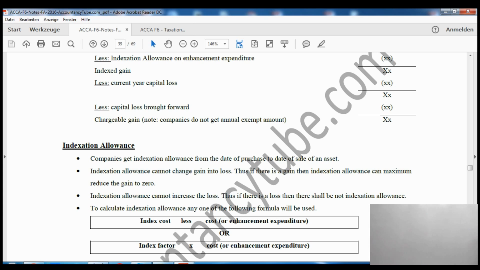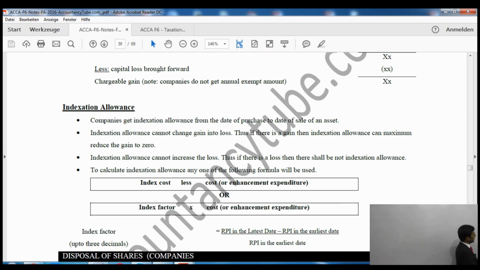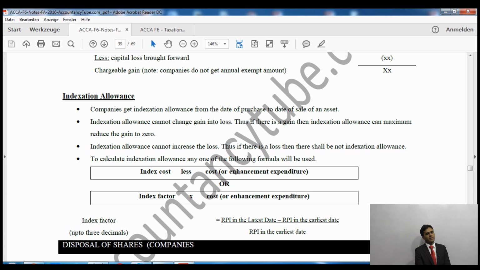Now in most cases indexation allowance will be given to you. If it is not given to you, there is a way to calculate it, and the most important way is the last one, which says index factor. Most likely you will have to do this one, which says RPI, retail price index in the month of sales, less RPI in the month of purchase, divided by RPI in the month of purchase. So that is the way to calculate the indexation allowance. The retail price index on the date of sales and on the date of purchase will be given to you in the exam, so you do not have to worry about it.